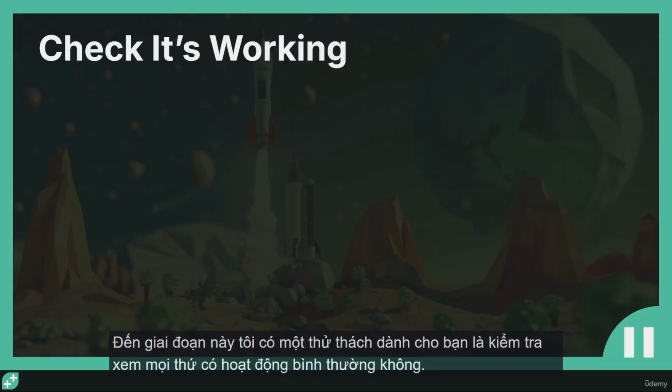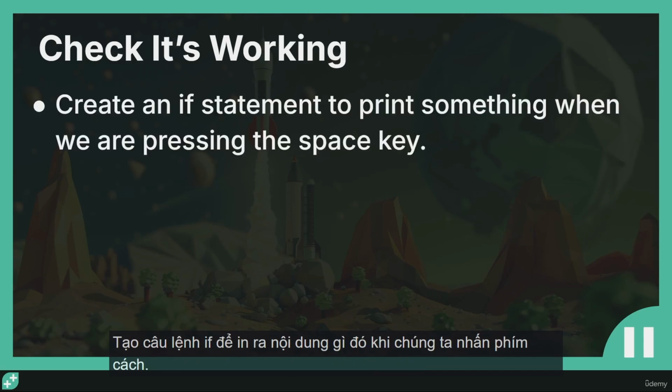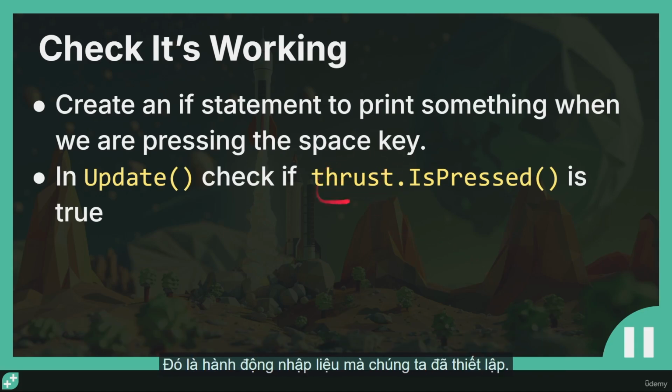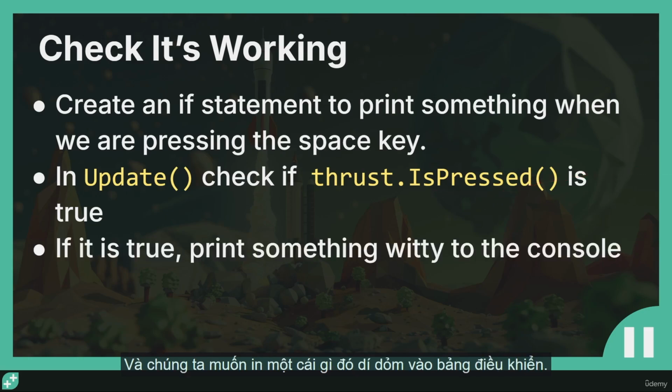Now at this stage, I've got a challenge for you, which is to check that this is all working. Create an if statement to print something when we are pressing the space key. So specifically, some clues for you here. In update, check if thrust is pressed is true. So thrust is our variable. That's our input action that we've set up. And we're accessing this method is pressed. And when is pressed, then we want it to be true. And we want to print something witty to the console.